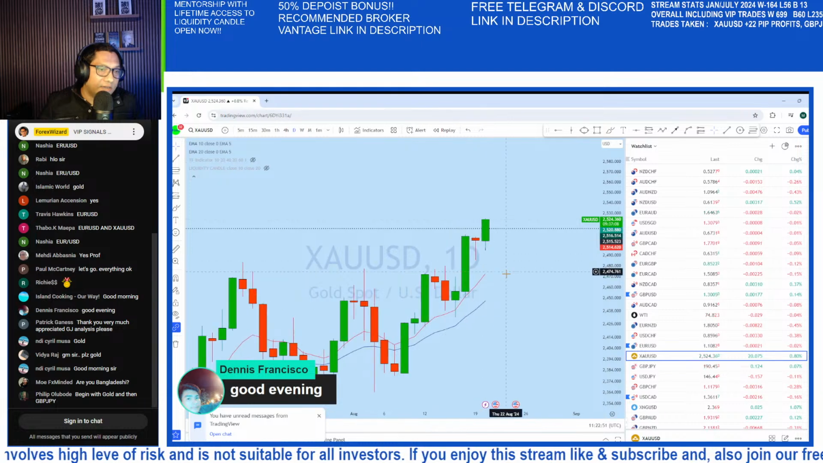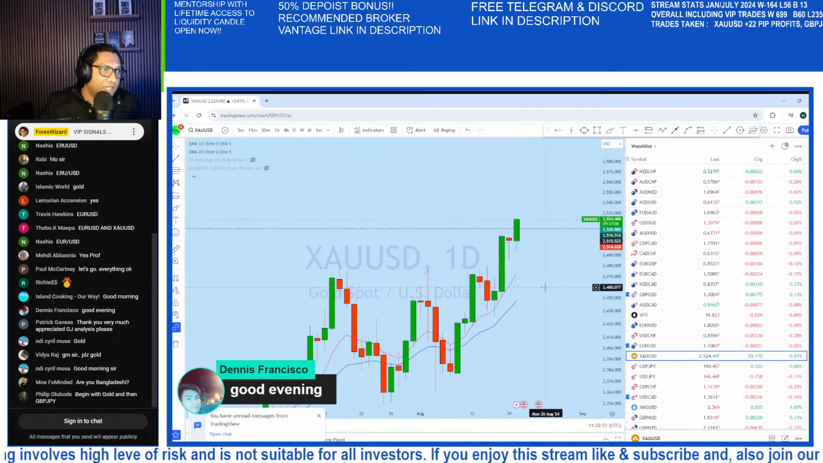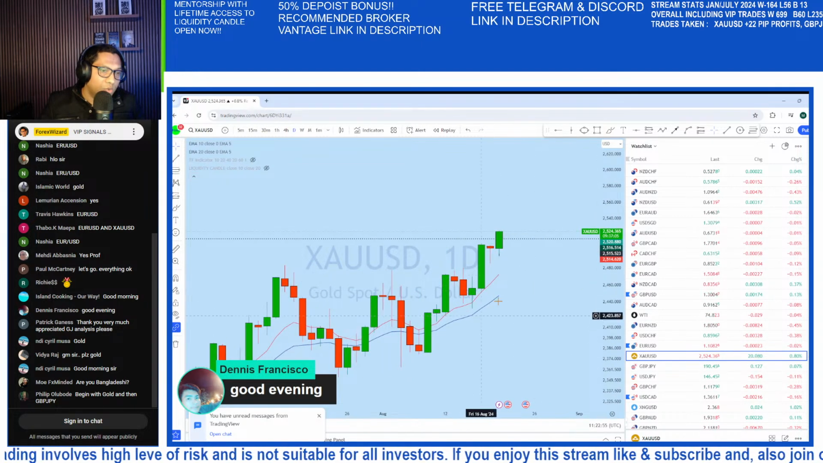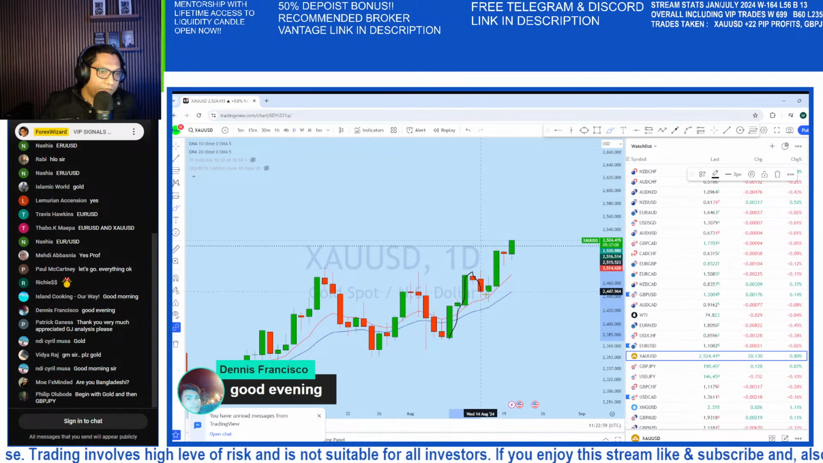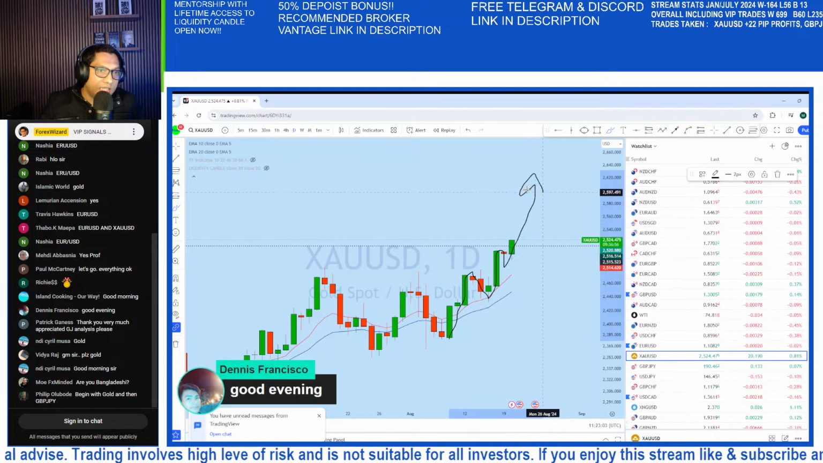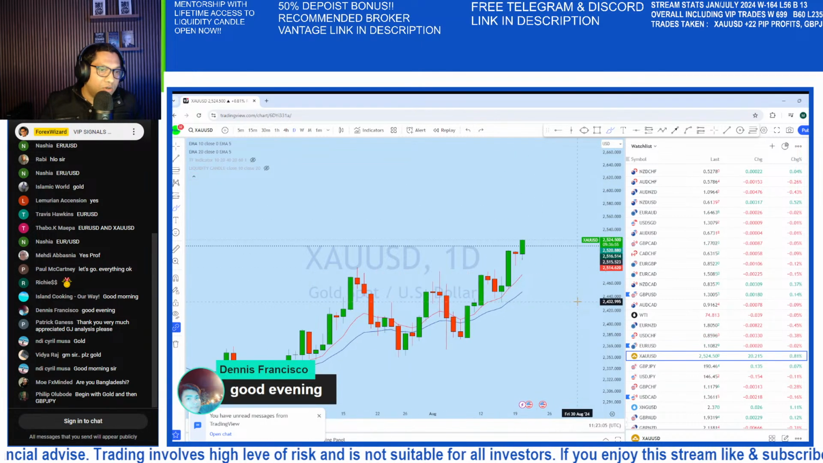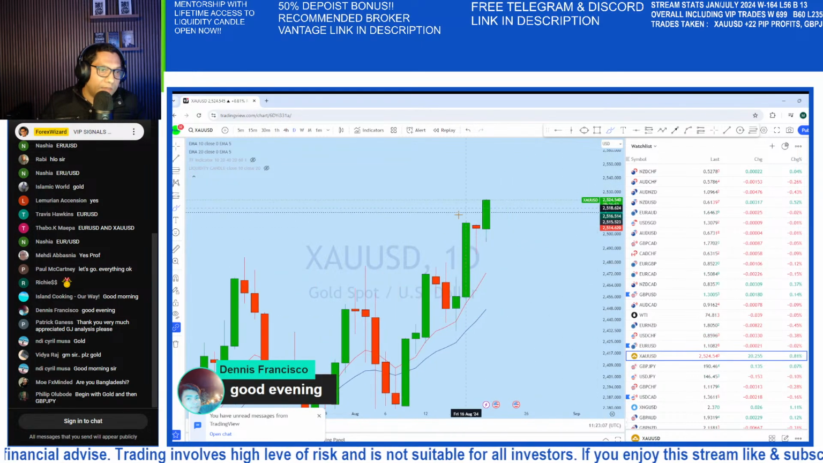From the daily chart on gold, we can see an impulse, a correction, and another impulse with a narrow correction, so we are expecting the market to bounce back towards the upside.